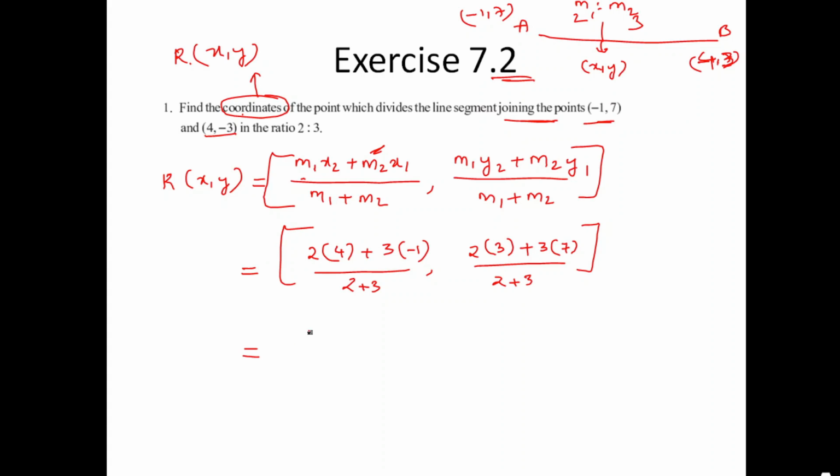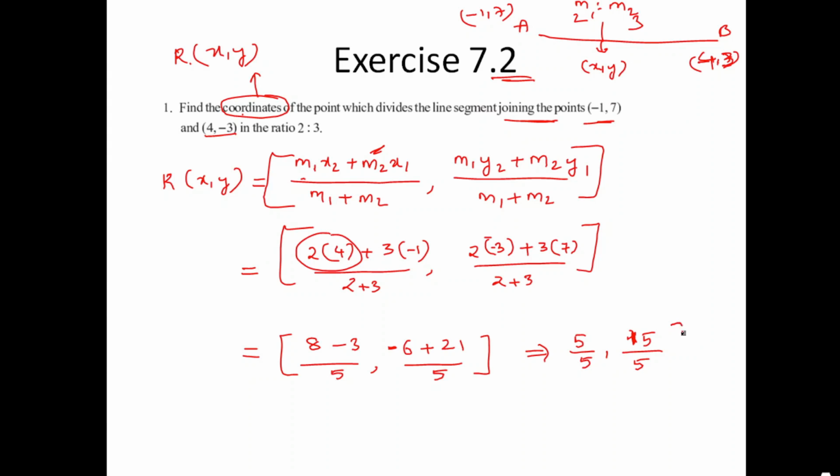Okay, so let's do this. If I do this one now, I'll get 8 minus 3 by 5, and I'll get 6 plus 21 by 5. Hopefully we'll be getting the answers. Let's see. So I can write this as 5 by 5 and this is 27. What is your y2? y2 is minus 3, I'm sorry, you are having a minus. So this is also minus, so this becomes 15 by 5.